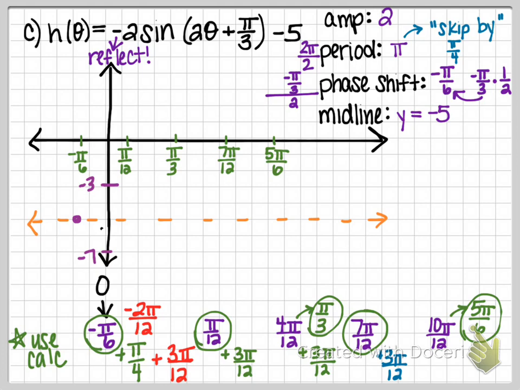Then I would usually have a maximum next, but since I'm reflected, I'm actually going to have a minimum at pi over 12. Then I'm back at the midline at pi over 3, and then we'll follow our pattern. We'll have a maximum at 7 pi over 12, and then we'll be back at the midline at 5 pi over 6.